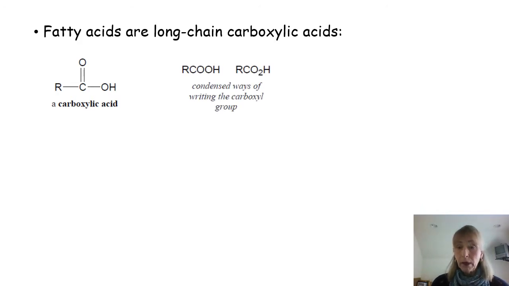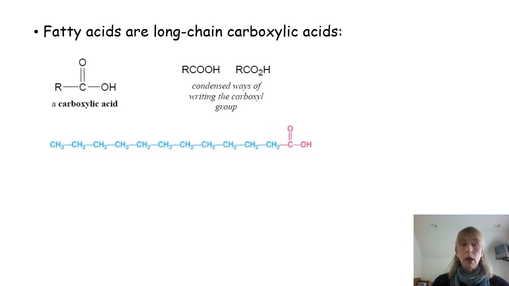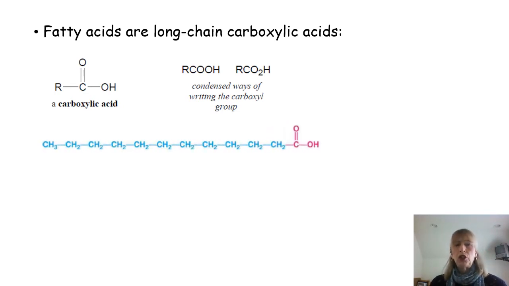Remember also that you may see the condensed structures for carboxylic acid. So you should be able to identify a carboxylic acid either through the expanded structure right here or any of these condensed ways of writing a carboxyl group. All right, so a long chain carboxylic acid just means that this R group, that chain of carbons, is long. So here would be an example of a fatty acid.